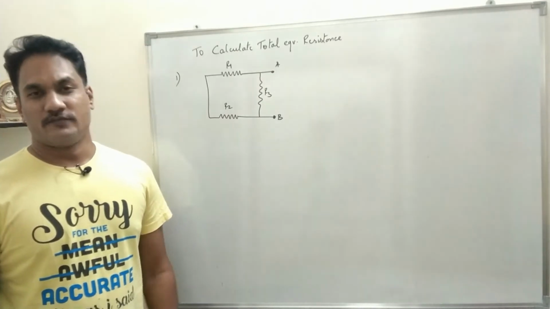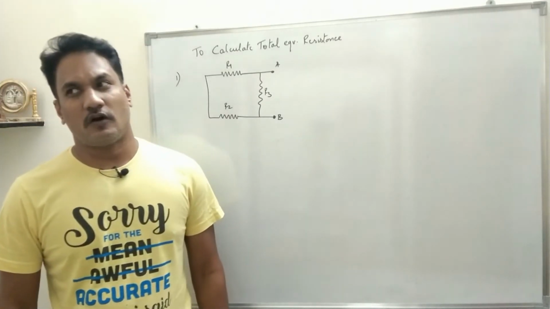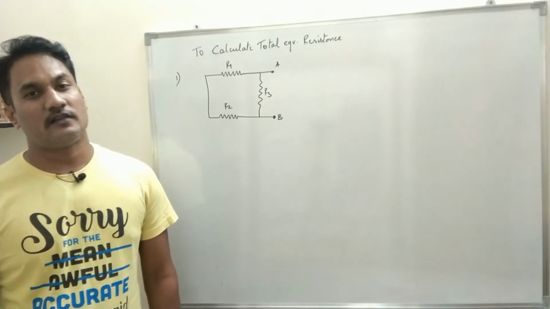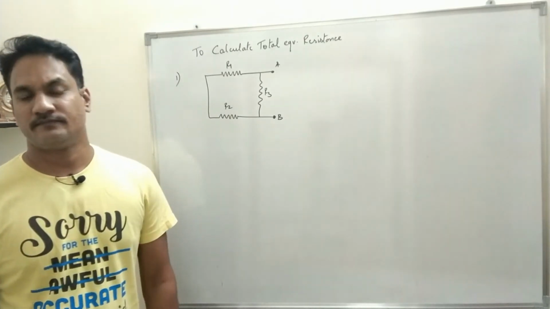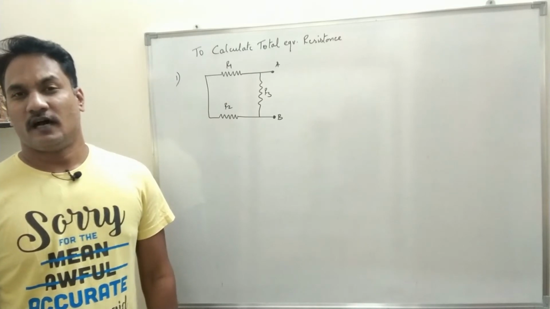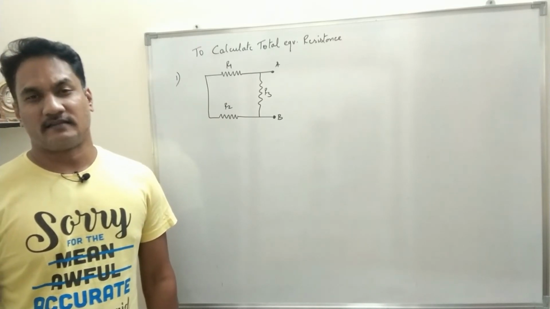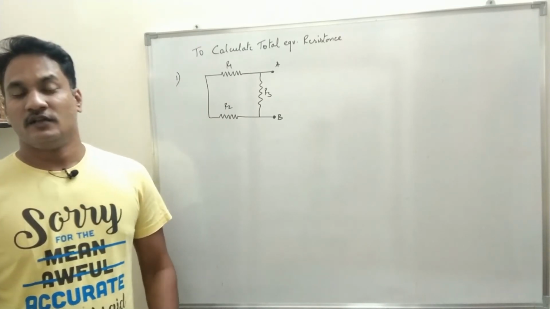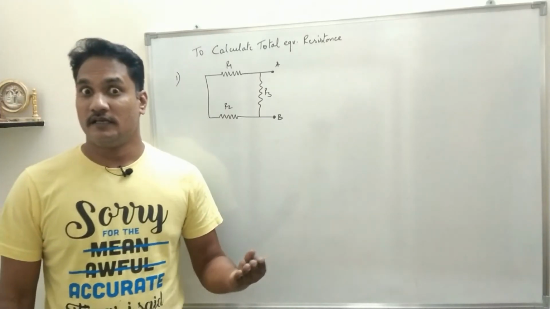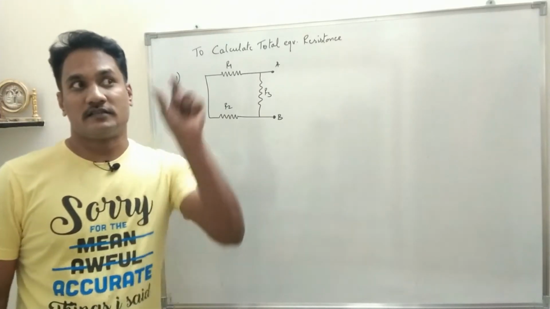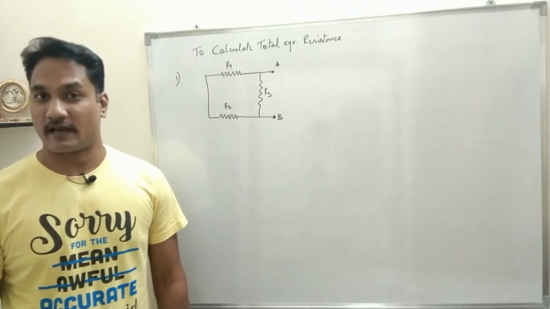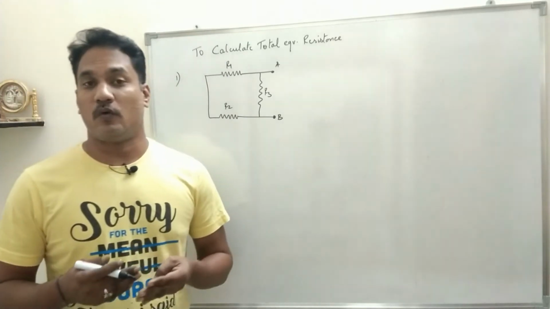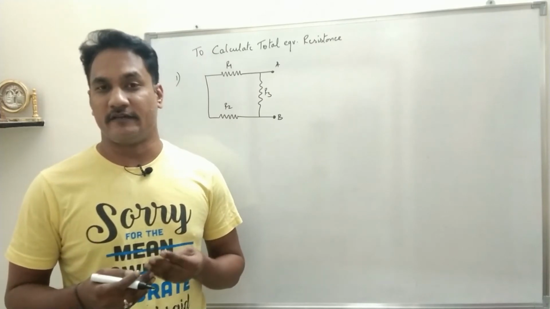Do you observe, or do you think that all the three resistances R1, R2, R3 are in series? Or you can say R1 and R2 are in parallel but R3 is in series. So it is very difficult even for me to just look at the circuit and tell which resistances are in series and which are in parallel. So I'll just tell you an easier method to identify.